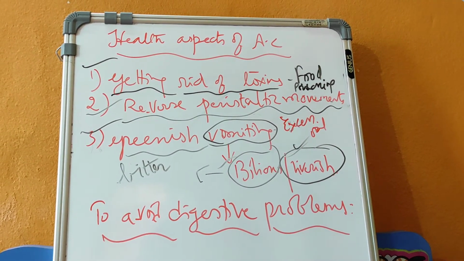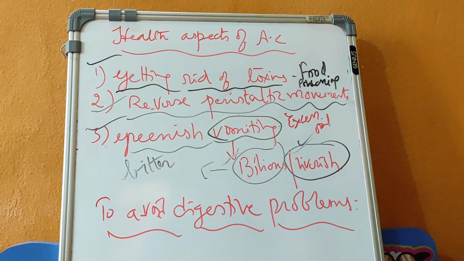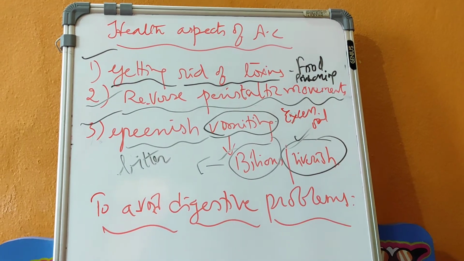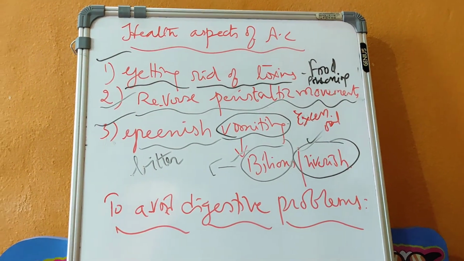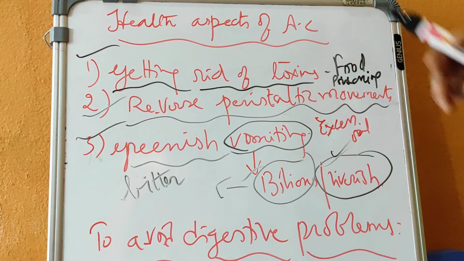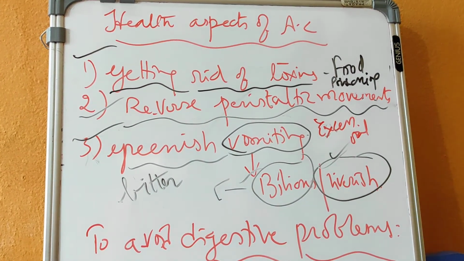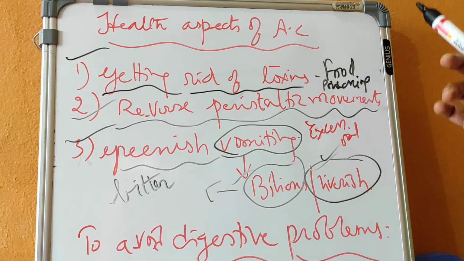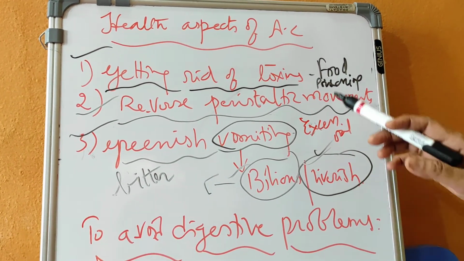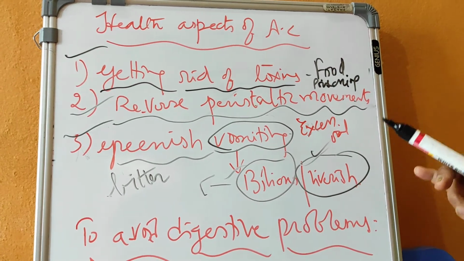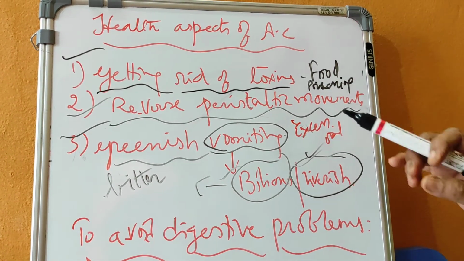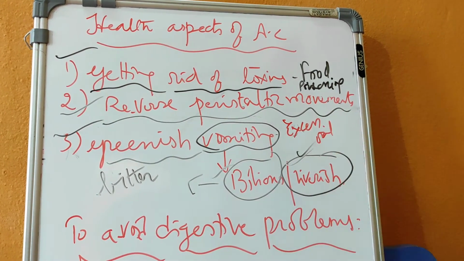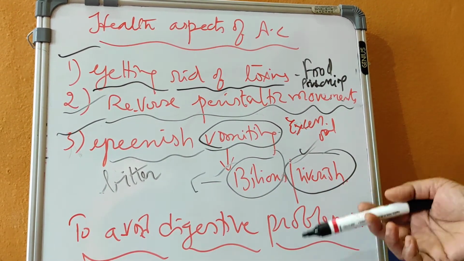To avoid digestive problems, we have seen already how to avoid them. Next, let us revise once again the health aspects of the alimentary canal. Before going to that, I already told you that while taking food, we must be relaxed without any hurry or worry. You must take balanced food, and we must avoid outside food because of its oily and spicy nature, which gives us ulcers and acidity problems.